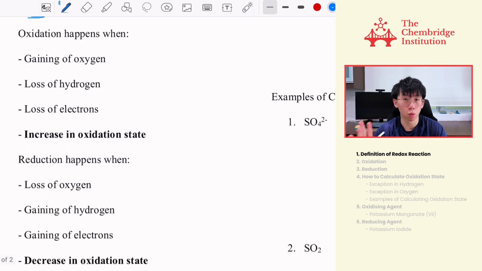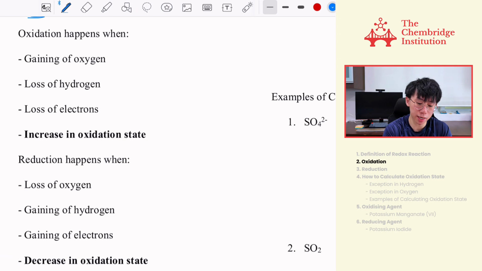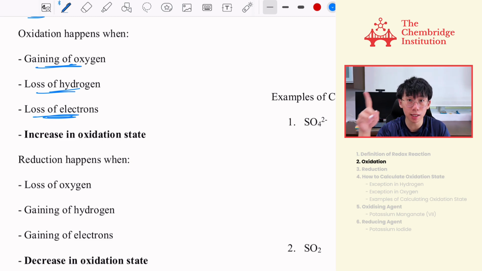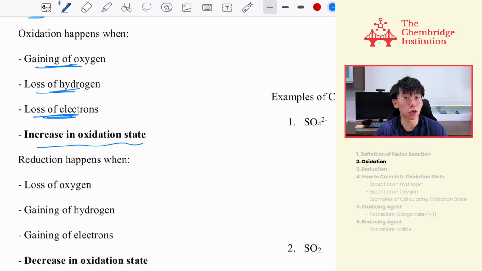You need to know when oxidation happens. This happens when there is a gain of oxygen in a substance, loss of hydrogen, loss of electrons, but the biggest one is that there is an increase in oxidation state. An increase in oxidation state is the biggest telltale that there's an oxidation reaction happening. It is the biggest, because sometimes you could have a gain of oxygen but there is just no oxidation, for example. Or sometimes you can lose hydrogen but it's not an oxidation reaction. It's kind of weird, right? So you often want to look at the oxidation state.